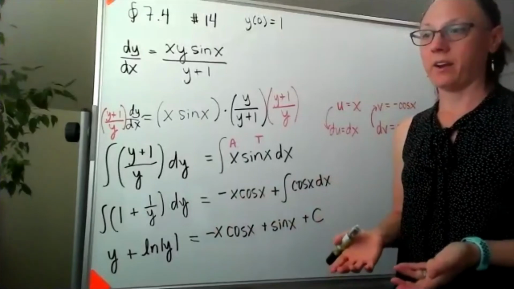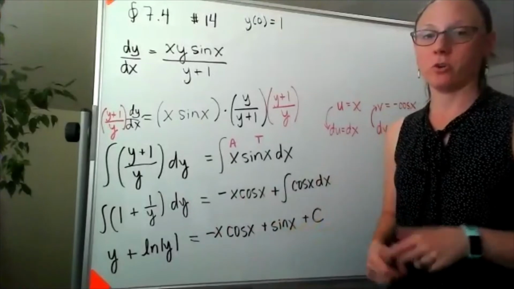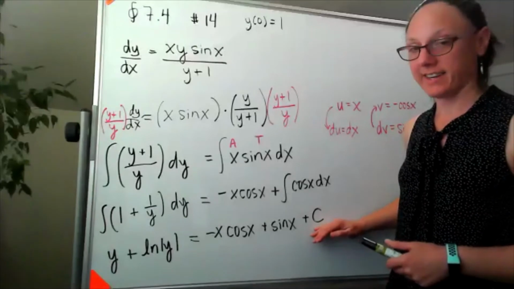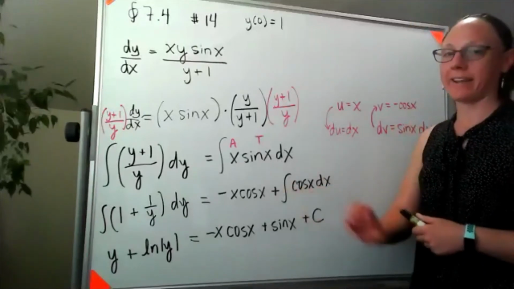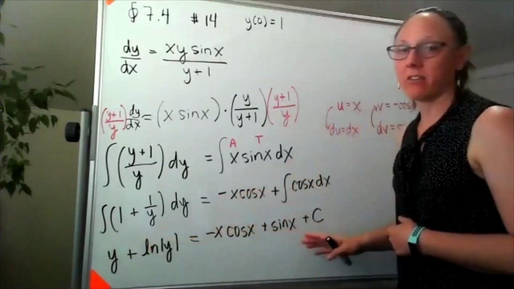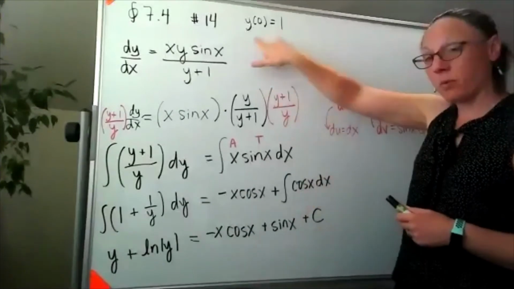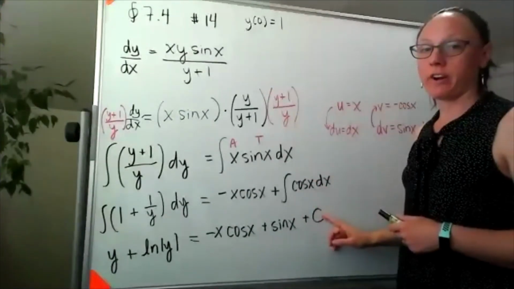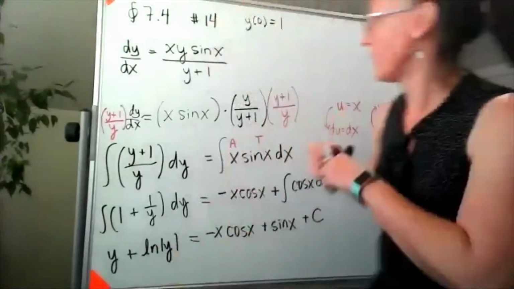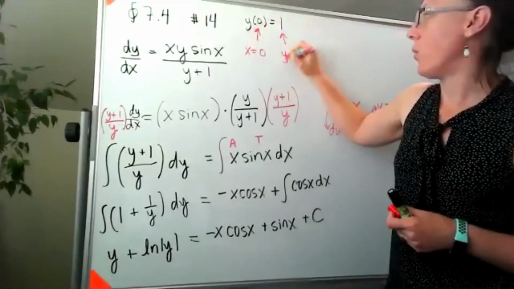Now, when we get to this point, this is a general solution to the differential equation. It's a general solution because it still contains this constant. It doesn't have to say y equals in order to be a solution. This is an equation that satisfies the original differential equation. But because we were given an initial condition, we are going to want to go ahead and solve for that c. So this initial condition tells me that when x equals 0, y should equal 1.